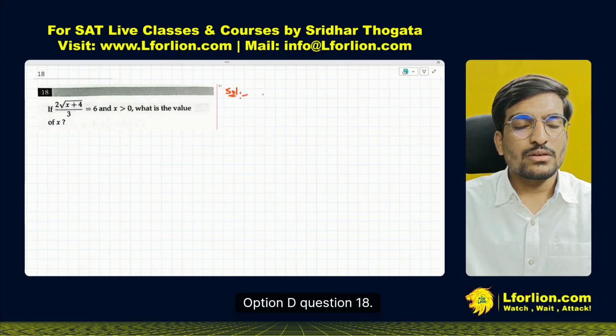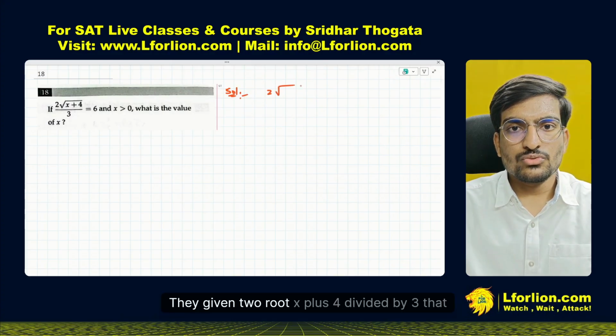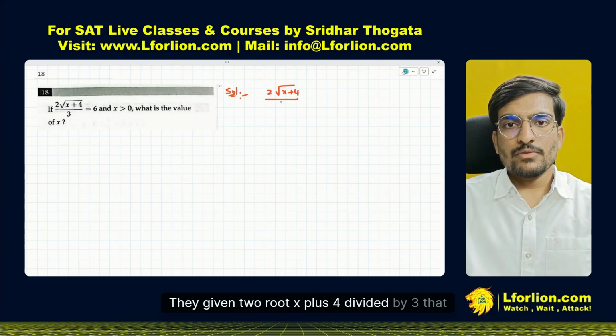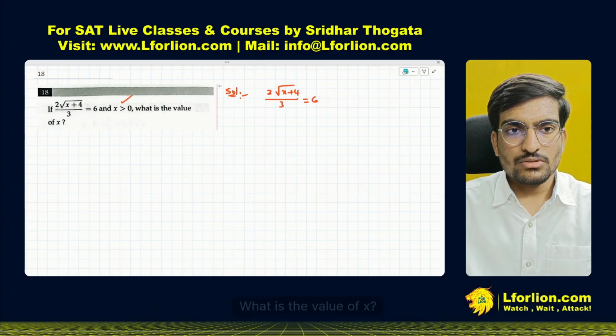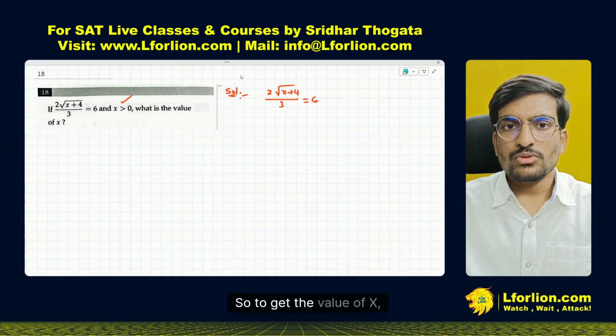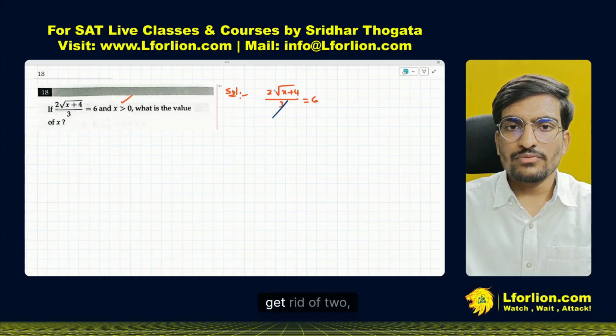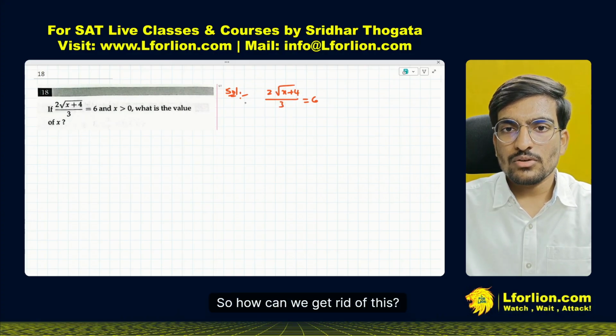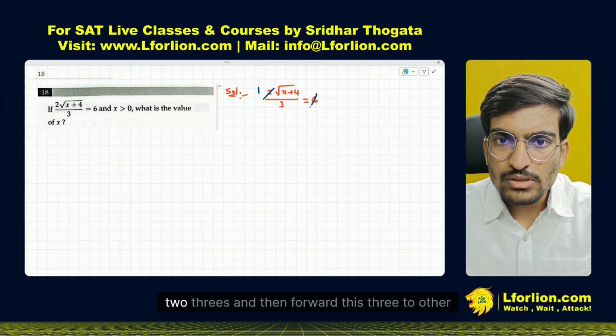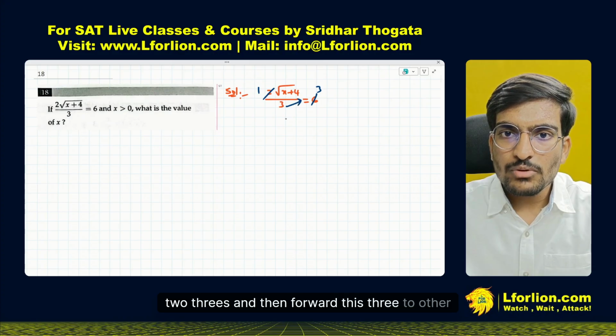Option D. Question 18, they gave 2 root x plus 4 divided by 3 equals 6, and x greater than 0, what is the value of x? So to get the value of x, just get rid of 3, get rid of 2, get rid of root, and then get rid of 4. So how can we get rid of this? First we can cross out this 2 ones, 2 threes, and then forward this 3 to the other side.